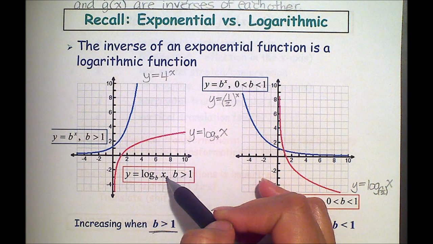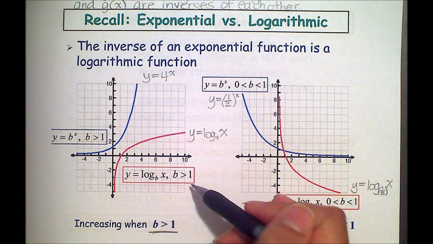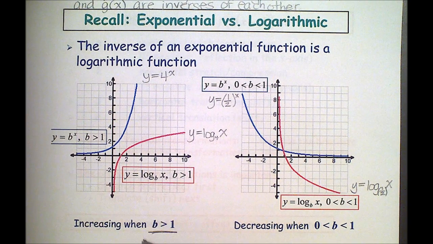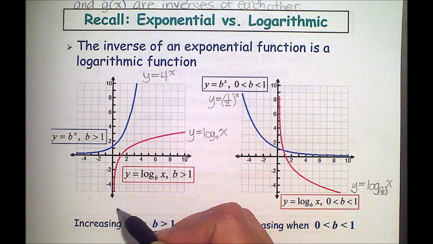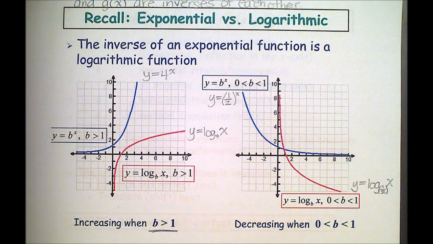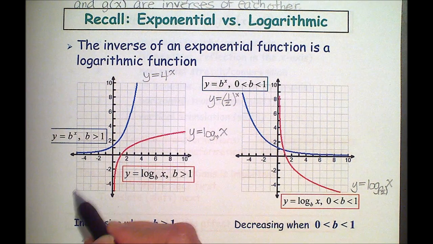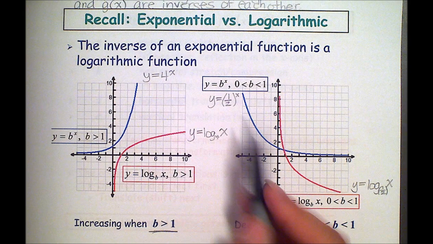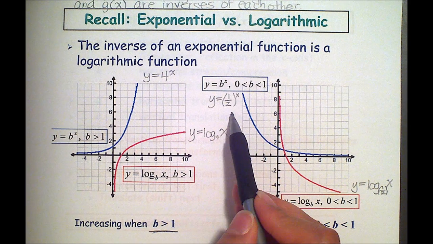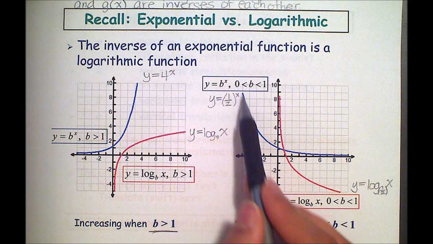Okay, and again the base is greater than 1, and you can see that when the base is greater than 1, the exponential function is increasing, which in turn makes the logarithmic function increase as well. Okay, so there's a line of symmetry along here, and you can see that those two functions are inverses of each other. Similarly, if you're looking at an exponential function with a base that's between 0 and 1, you can see that the function is decreasing.